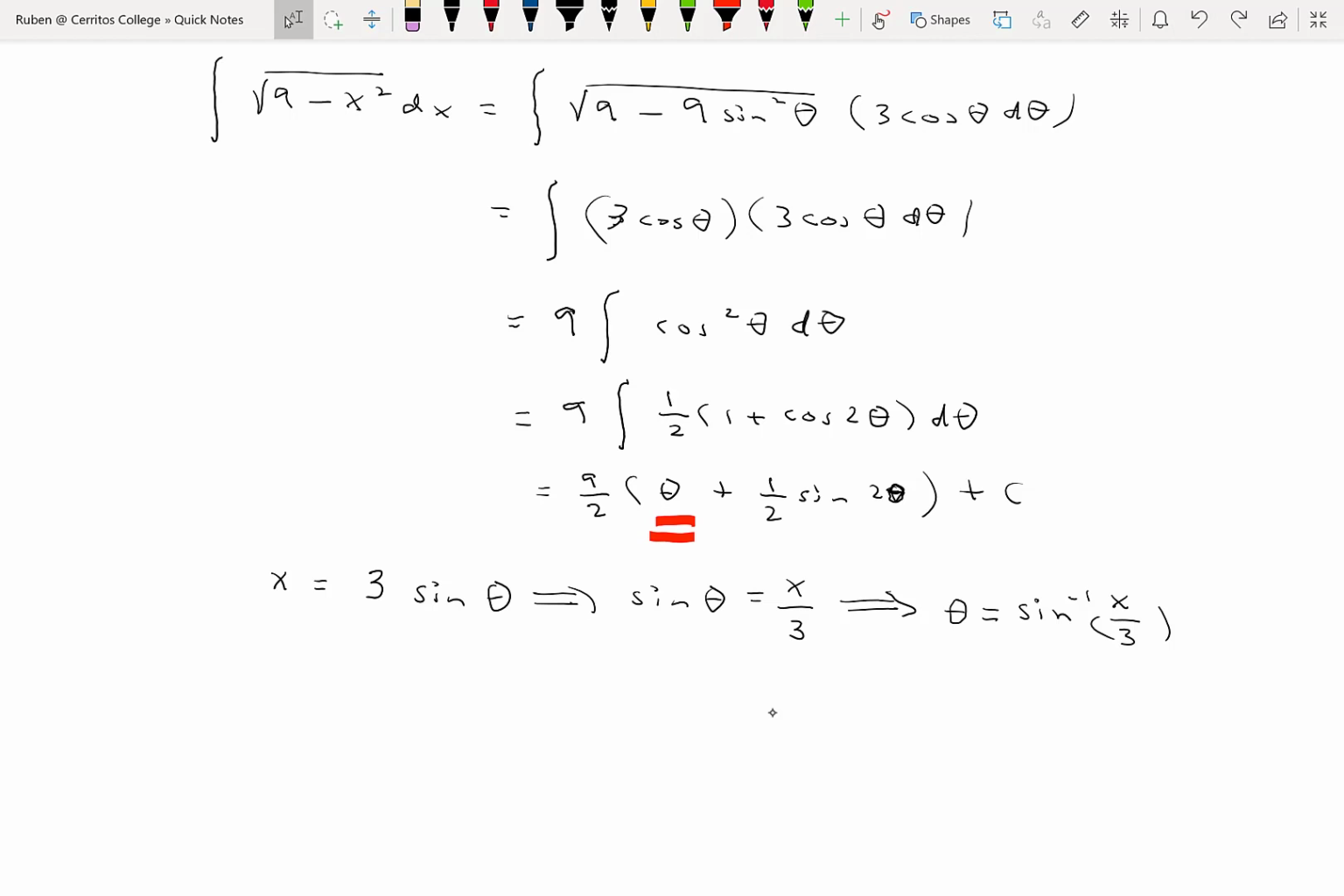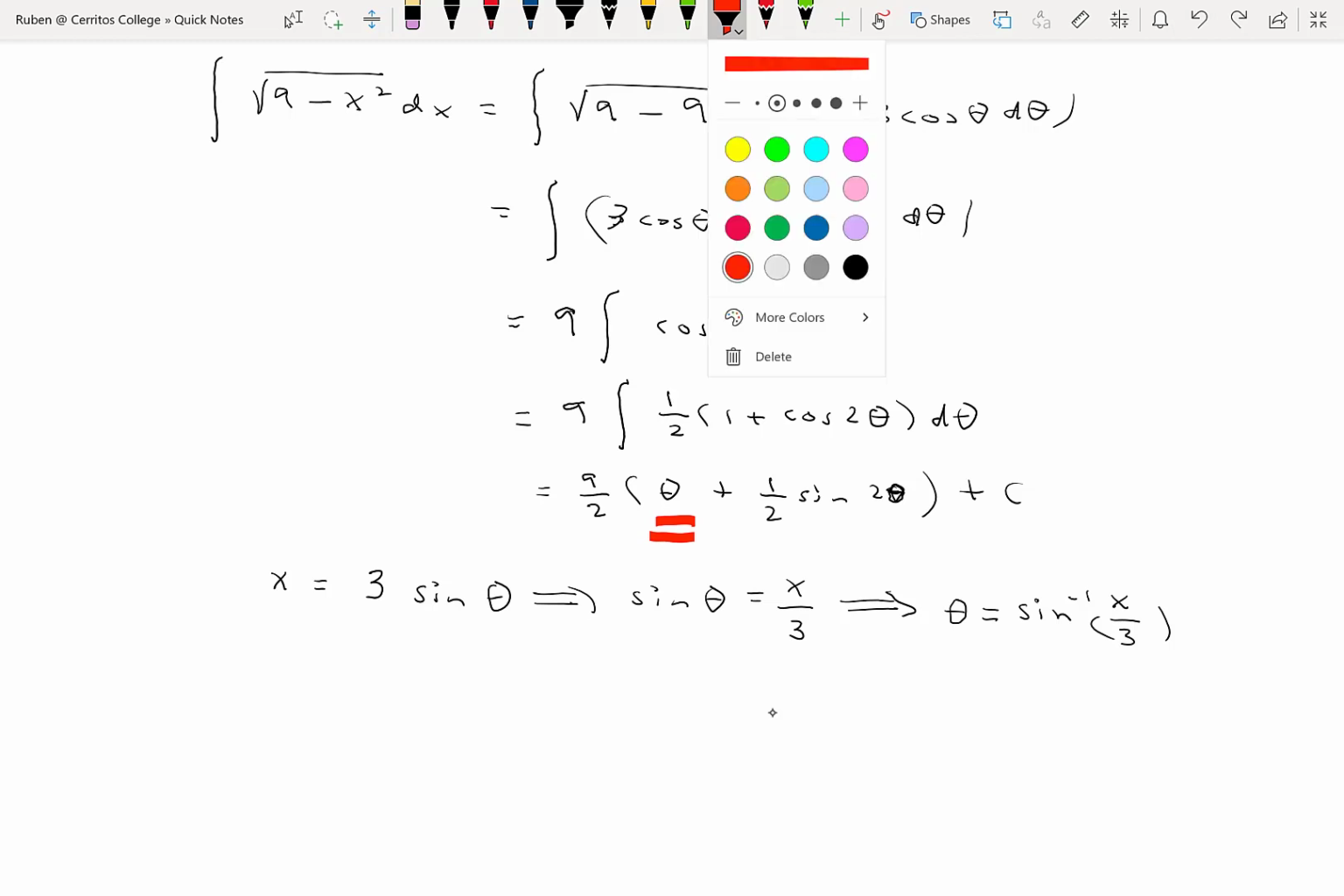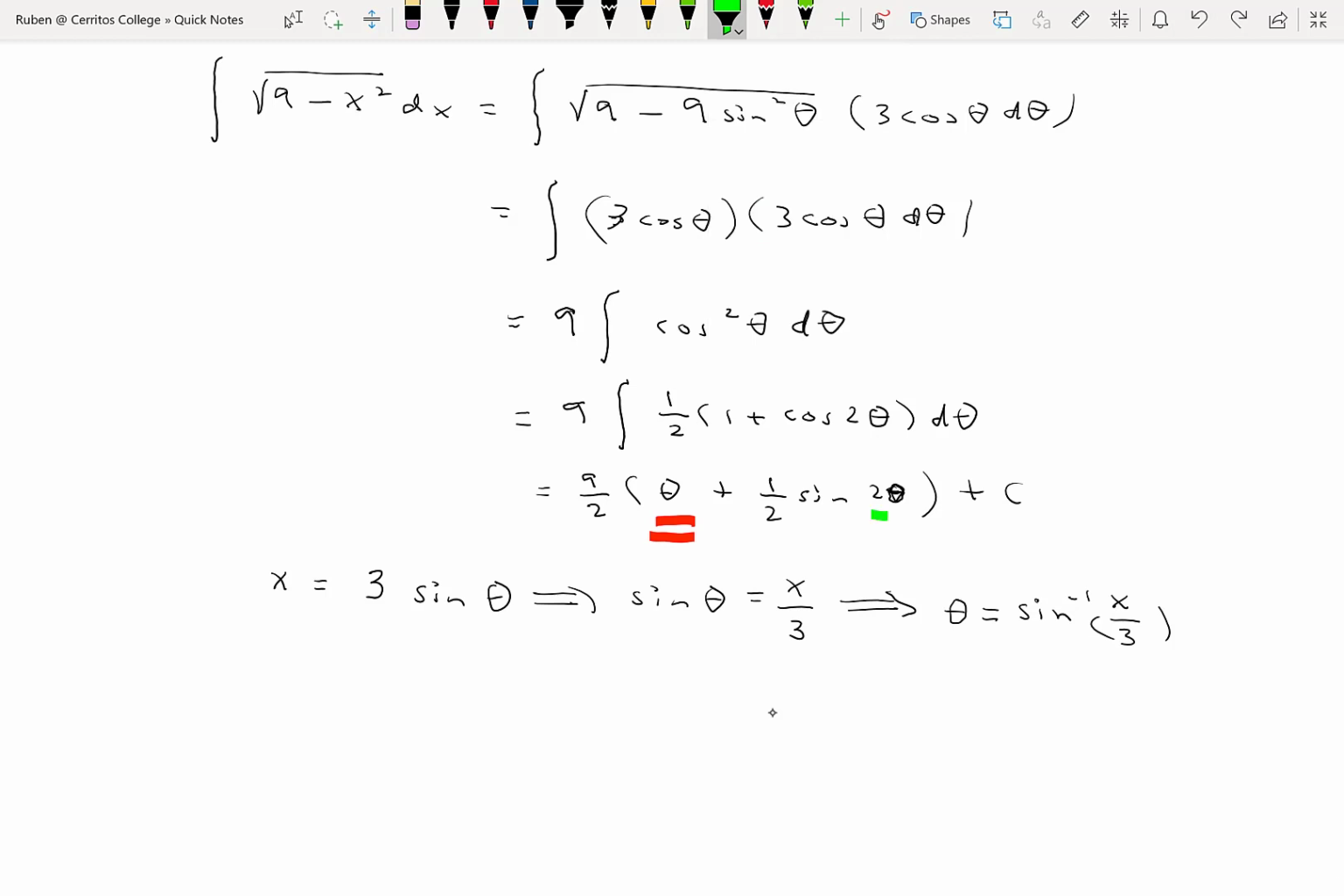Okay. Well, we're almost set to write out our solution, our antiderivative at least. We have one more little problem, which I think I'll highlight in green. The little problem is I have in my antiderivative the sine of 2 theta, and my trig substitution says the sine of 1 theta is x over 3. So we get a little bit of a problem. So let's go back to our antiderivative. Our antiderivative has sine of 2 theta in it.